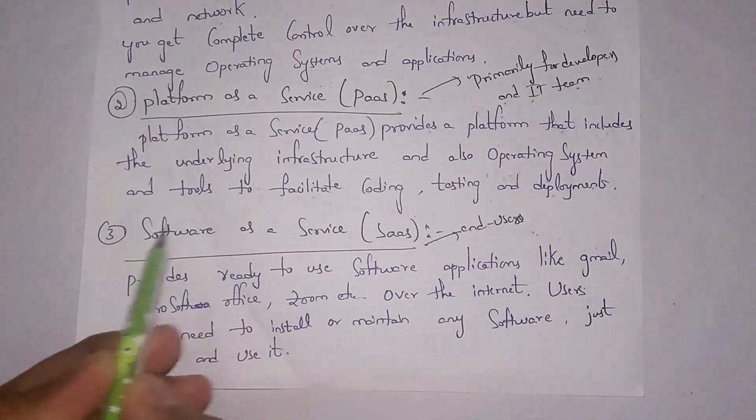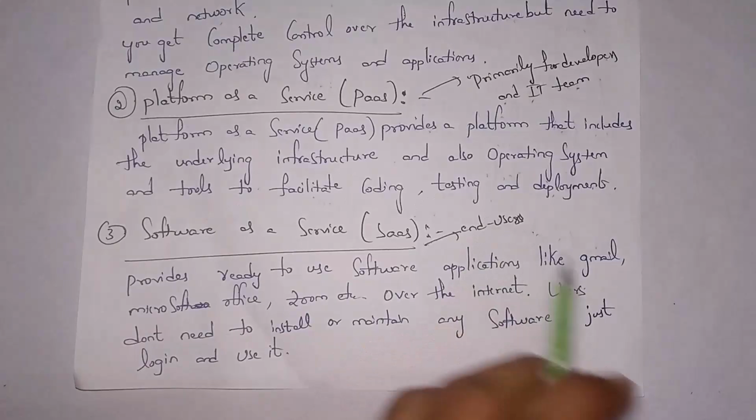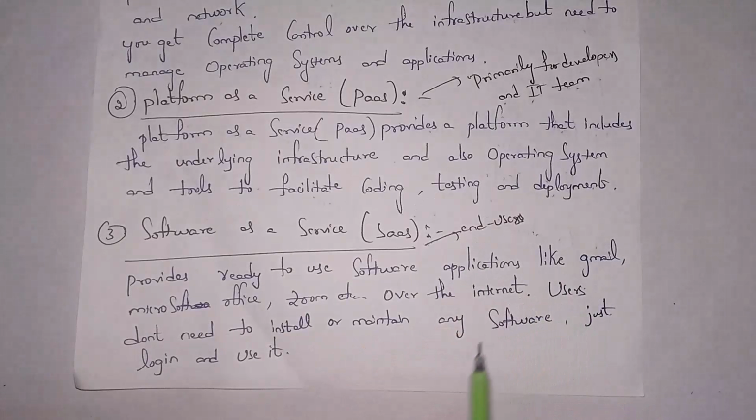And the third one is software as a service. End users will take this service. End users are nothing but users like us. Software as a service provides ready to use software applications like Gmail, Microsoft, Zoom, etc. over the internet. Users don't need to install and maintain any software. Just log in and use it.